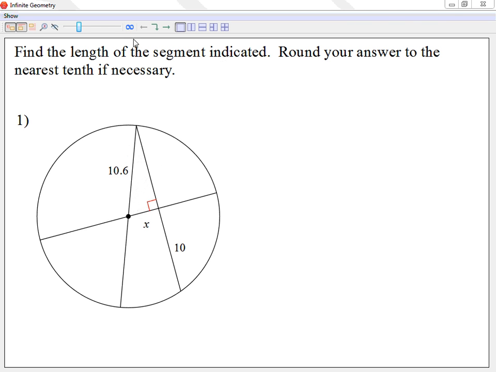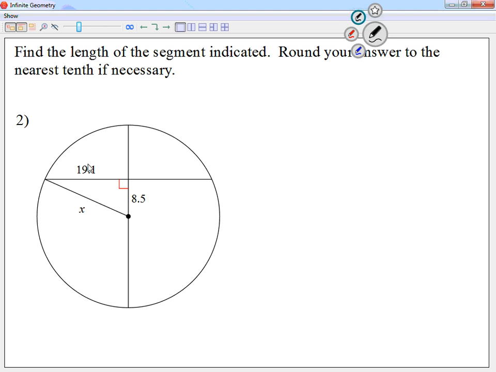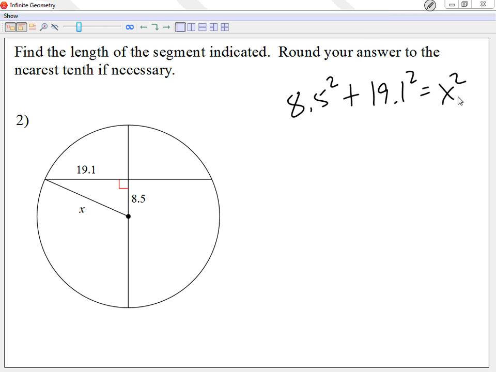Let me take a look at question number 2. If I look at one triangle, one side is 19.1, the other side is 8.5, the third side is x. The hypotenuse in this case is x, so I'm just going to go 8.5 squared plus 19.1 squared is equal to x squared. Once again, the one that I have by itself is the hypotenuse, which is the longest side of the three.